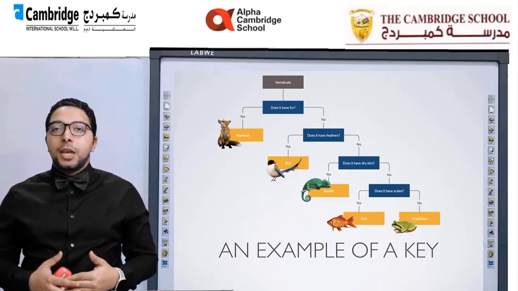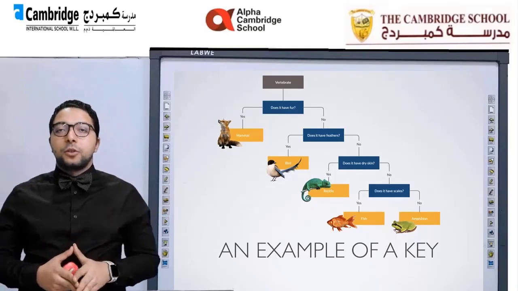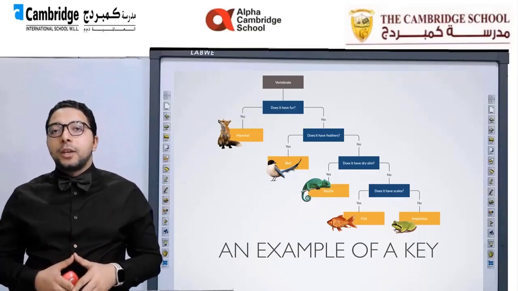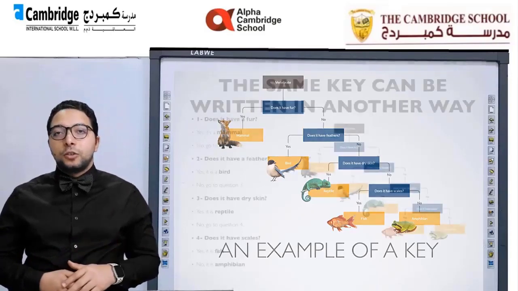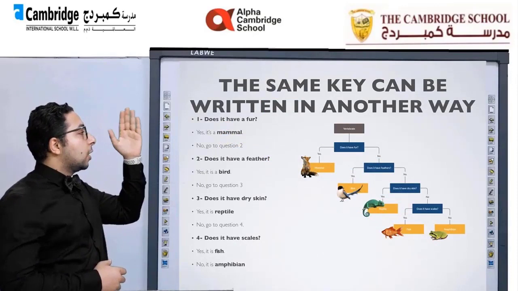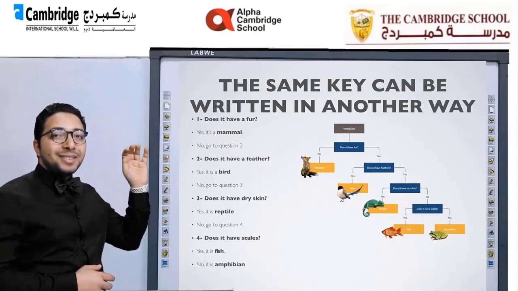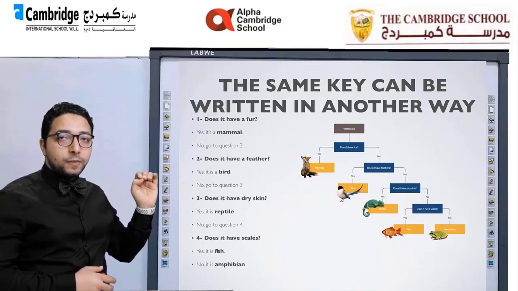But we can present the key in two ways. One way is the diagram that we have discussed together. The second way is with the help of a set of questions. Let's speak about the second way. As you can see on the board, here we have the set of questions which is describing the same key that we have discussed earlier.